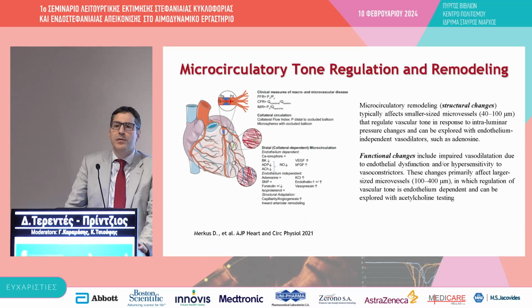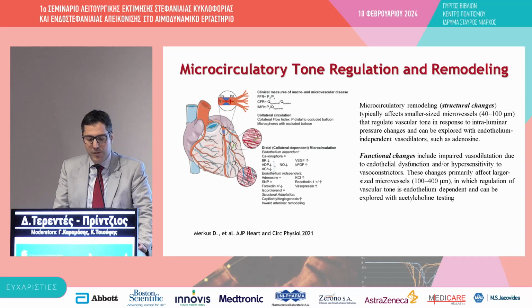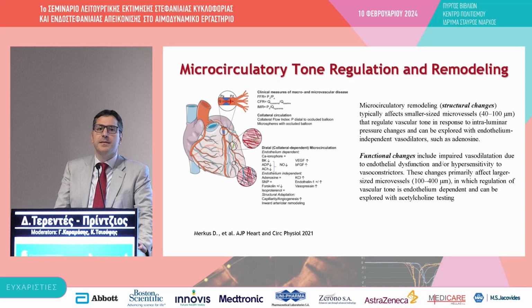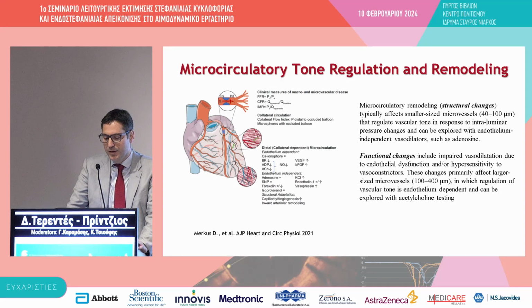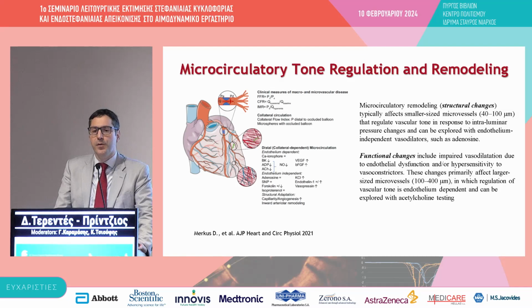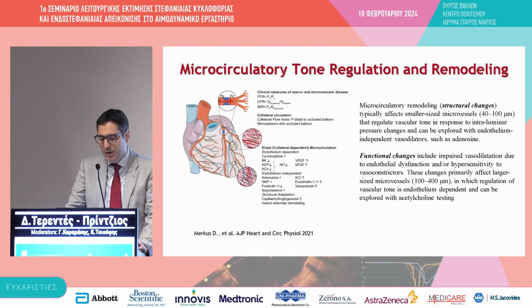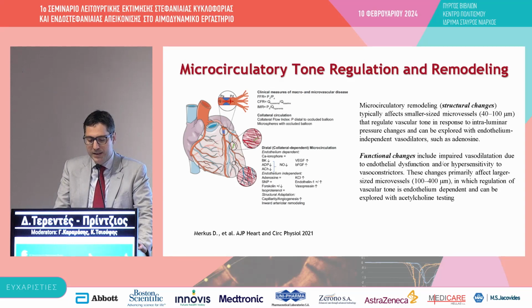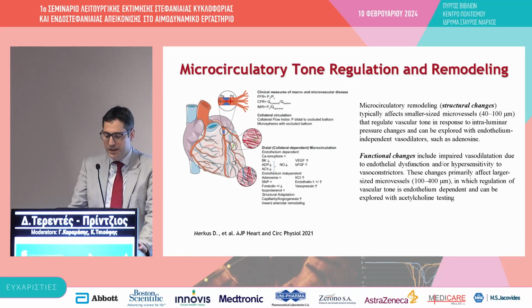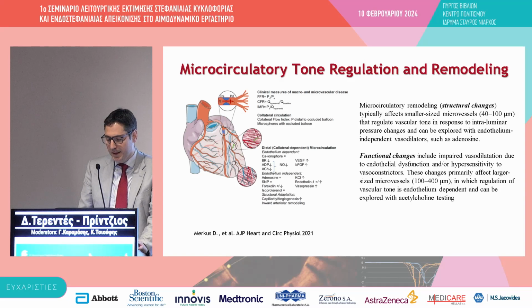The tone regulation and the remodeling of the arteries in the microcirculation play a very important role in microcirculatory function. Therefore, there are several changes that are structural and typically affect smaller microvessels, 40 to 100 micrometers, that regulate vascular tone in response to intraluminal pressure changes and can be explored with endothelium-independent vasodilators such as adenosine. However, there are also functional changes that include impaired vasodilation due to endothelial dysfunction or hypersensitivity to vasoconstrictors. These changes primarily affect larger microvessels, 100 to 400 micrometers, in which regulation of vascular tone is endothelium dependent and can be explored mainly with acetylcholine testing.